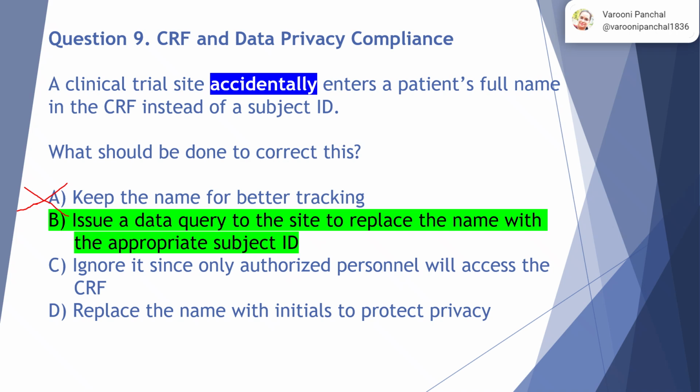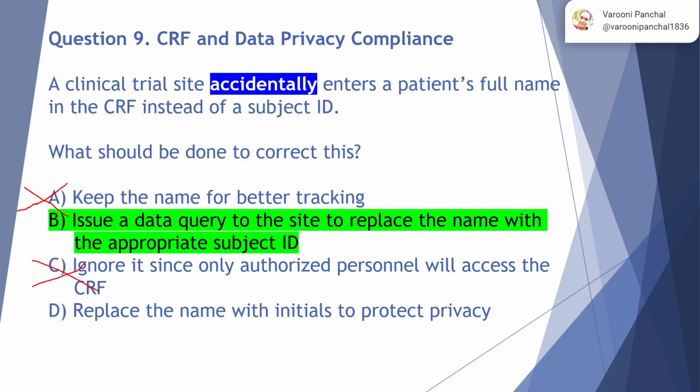The personal details of that specific patient should not be there in the database, even the patient's address, phone number, how many children that patient has, whether that patient is married or unmarried. Now, some information like whether the patient is married or unmarried can be present, but the personal details should not be disclosed, and should always remain confidential. Option C says ignore it since authorized personnel will access the CRF. No.